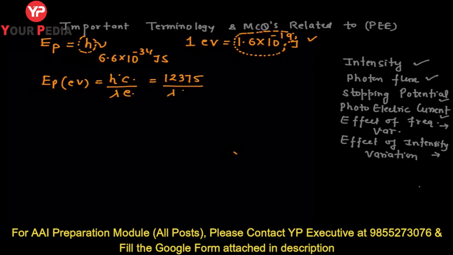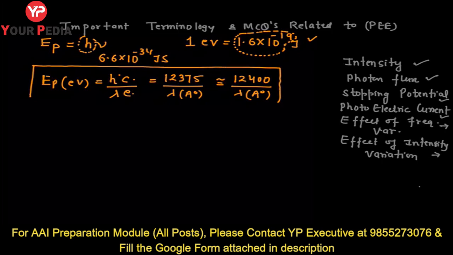If I substitute h, c and the electronic charge value, I will get the calculation 12375 upon wavelength in angstrom. Keep in mind, as a typical approximated version, I can take 12400 upon lambda in angstrom. In most textbooks and most places you will find this value. Okay, it is up to you whether you want to use exact or approximate. Now see student, if you want to calculate the energy of a photon in electron volt, then you can use this relation directly, but make sure that the wavelength in this relation is in angstrom. If the examiner has given it in nanometer or micrometer, first convert into angstrom and then substitute that value here. Is it clear? So this is the first point where most students commit mistakes.